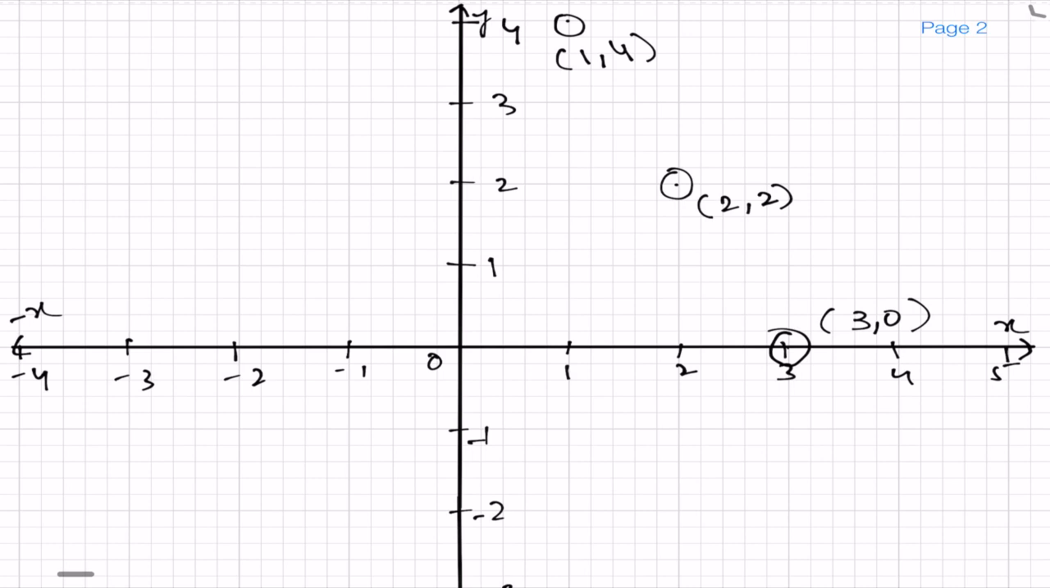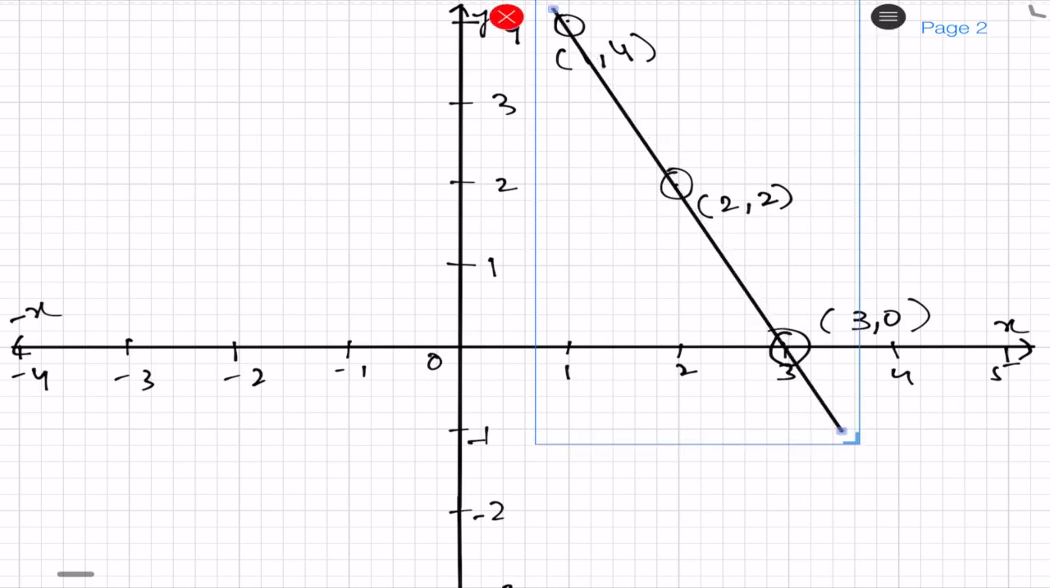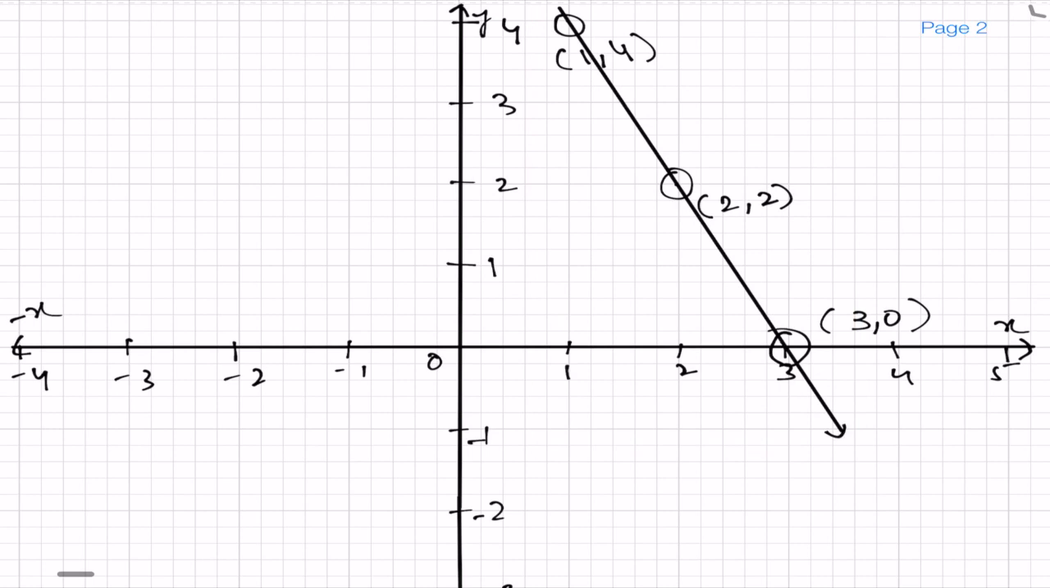So the point 3, 0 will lie on the x-axis. Now what we will do, we will join all the 3 points and draw a line with the help of a scale. Put arrows at the end of the line. So this is the graph of the line. Write down the equation of the line on this: 2x plus y is equal to 6.